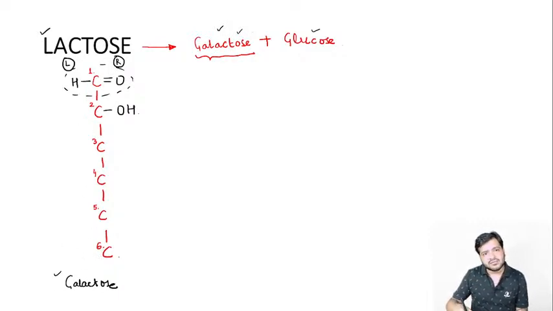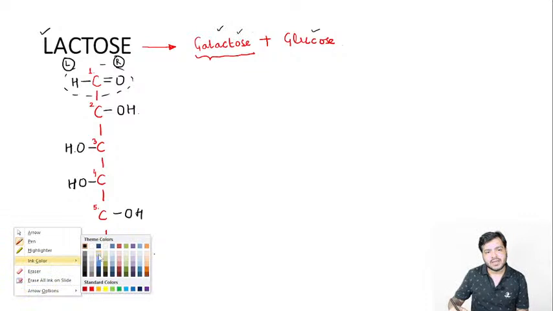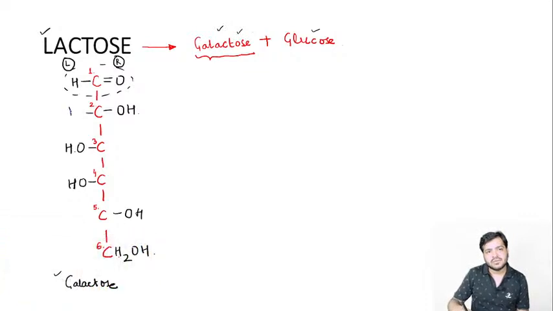I have named those 6 carbons from 1 to 6, and you already know the OH group is present on the right in all places, except the third and the fourth, where the OH is present on the left hand side. The last one is CH2OH, and the rest, just to balance, I will put hydrogen.